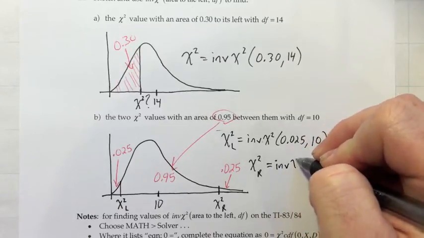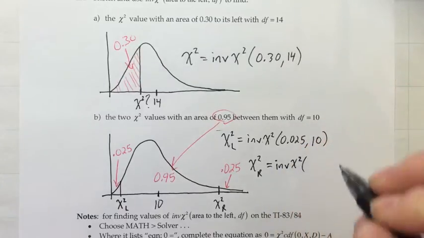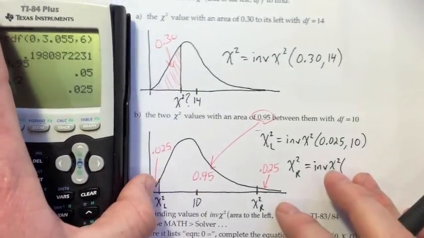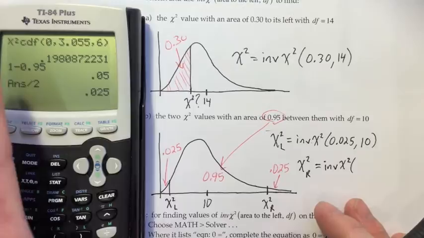And the thing that we have to be careful with on this one is it's the area to the left, not the area to the right. So even though the area in the tail is 0.025, we need the area to the left. And there's two ways to think about that area. You could add up the areas on the left.